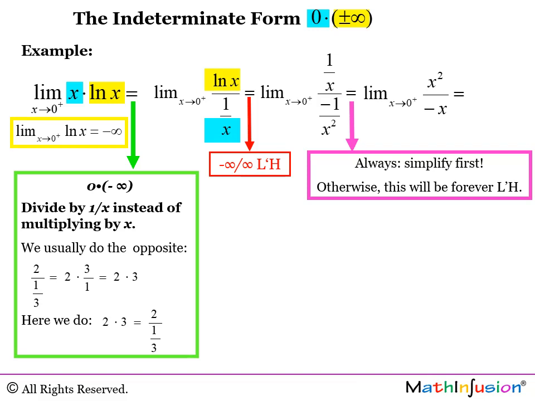After simplifying, we get the limit of x to the power of 2 over negative x when x approaches 0 plus, which can be simplified even more if you want, or you can use L'Hopital here if you want, because this is an easy L'Hopital. But why not simplify and get the limit of x over negative 1 when x approaches 0 plus? And we get 0 over negative 1, which is 0.